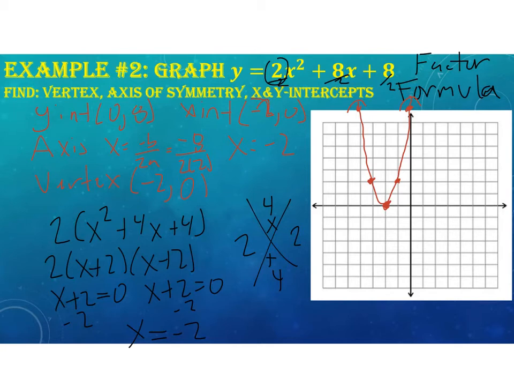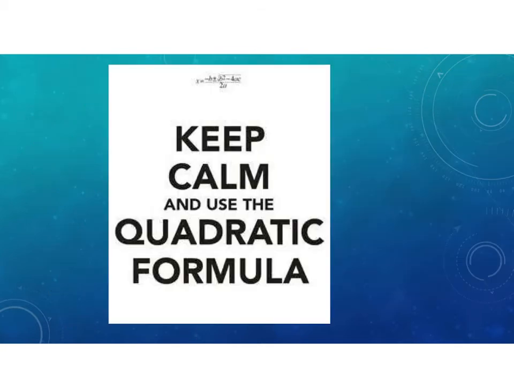So we're combining everything we've been learning about quadratics and factoring. We're now going to be using the quadratic formula. In case you've forgotten it: negative b plus or minus square root of b squared minus 4ac, all over 2a.